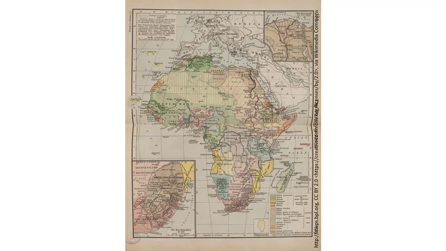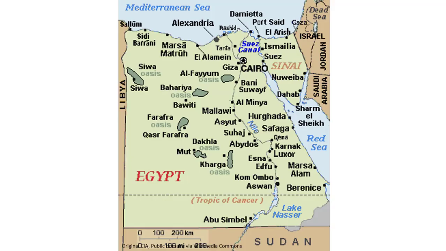In previous centuries, European countries viewed Africa as a source of economic gain. In the 19th century, that view began to change, and European nations began to want direct political control of Africa. Egypt serves as a good example of how this process worked.